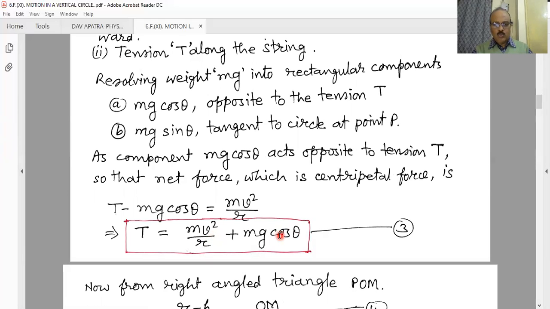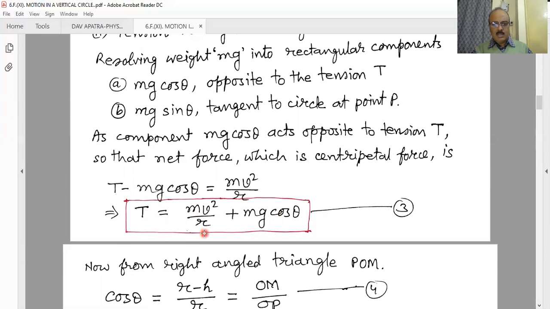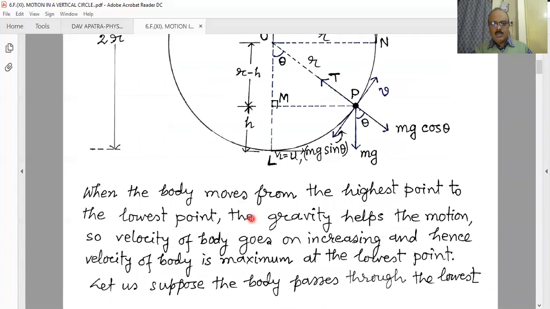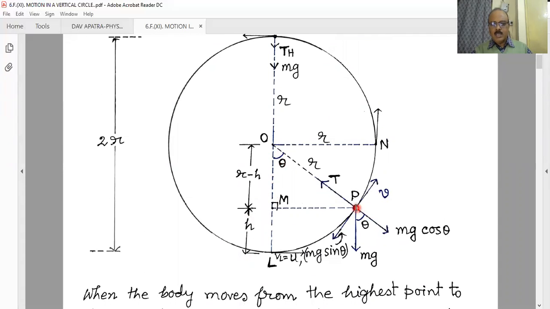Now we have to find the expression of the tension with a single variable, so let us proceed. From the right angle triangle, we want to put the value of cos theta and v in terms of h, which is the variable for the different points. In this triangle OMP, it is a right angle triangle. This angle is 90 degree, this angle is theta, and here h is the vertical height. Therefore this OM will be r minus h, the total distance OL is r, and ML is h.